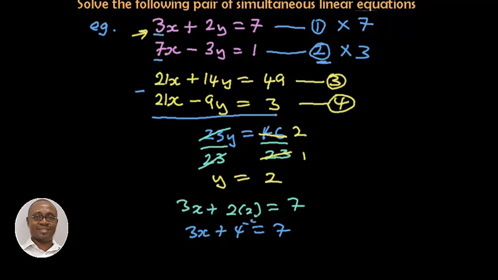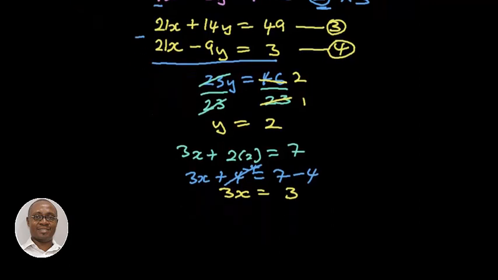So we'll subtract 4 from both sides of the equation. These cancel, plus 4 minus 4 will give us 0. So on the left hand side now we have 3x equals 7 minus 4, which is 3. So we go ahead to divide both sides of the equation by 3. So 3 cancels 3 out. Then on the right hand side, 3 also cancels 3 out. So we have x equal to 1.